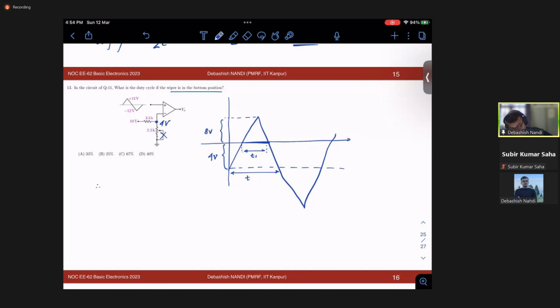Okay, so your 8 by 12 would be equal to this height divided by the entire height, is equal to this T1 divided by entire T. That means your T1 is nothing but 0.67 T. So your duty cycle would be T1 by 2T into 100%, is equal to 0.33 into 100%, which is nothing but your 33%, right? So A is your right answer.